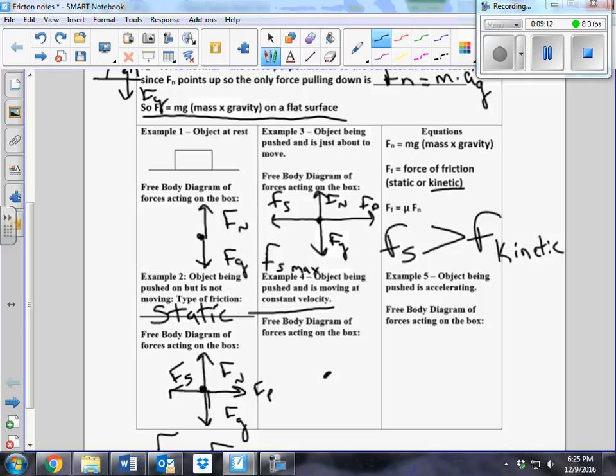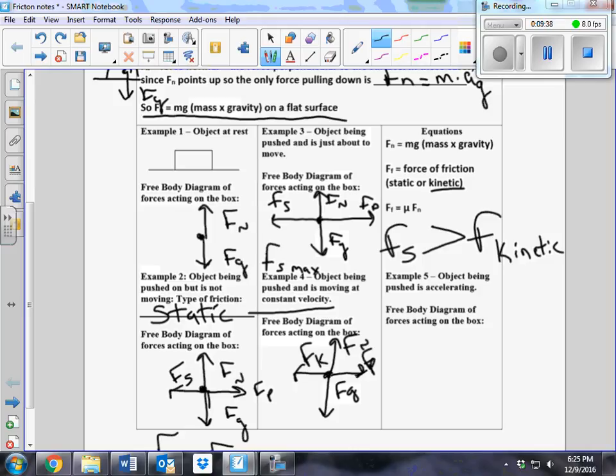So once again, we draw another free body diagram. We have force of gravity pulling straight down. We have force normal pushing up. They're equal and opposite. We have the force that I'm pushing with, and the box is moving at constant velocity. So that tells me that the kinetic friction is equal to the push because it's moving at constant velocity.